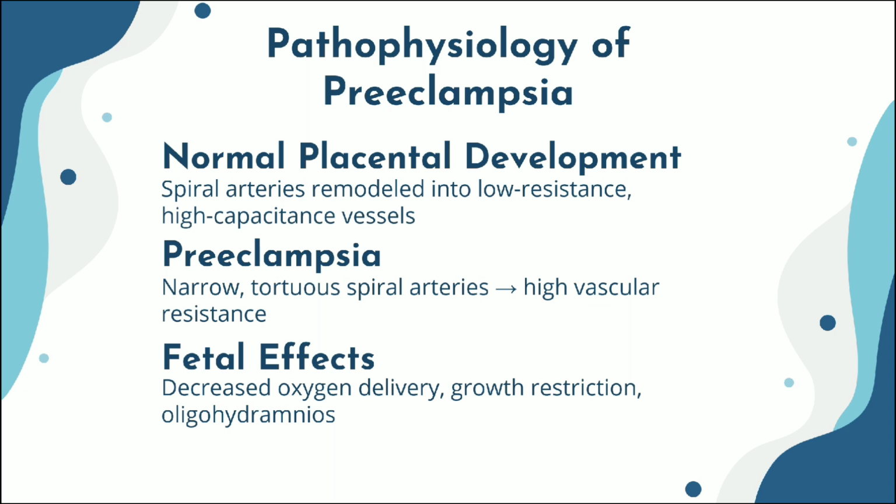In a healthy pregnancy, spiral arteries are remodeled to become low-resistance, high-capacitance vessels. In preeclampsia, abnormal cytotrophoblast activity prevents this remodeling, leaving the spiral arteries narrow and tortuous. This results in high placental vascular resistance, leading to decreased oxygen delivery, fetal growth restriction, and oligohydramnios.